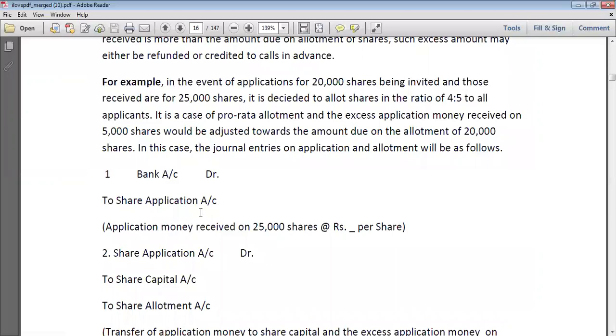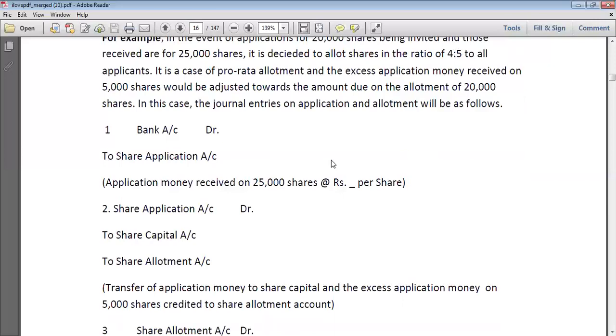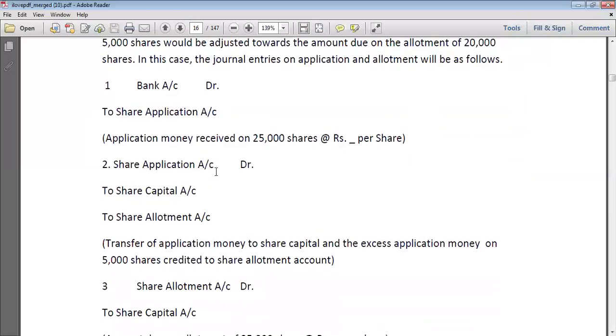Share application. On how many shares? On 25,000 shares, application money will be received. And how many shares will we allot? We will allot 20,000 shares. That means we will use a pro rata basis. A person who applies for 5 shares, we will allot them 4 shares only. Okay. So bank account debit to share application account, as we receive the share application money. Then share application will be transferred to share capital account.